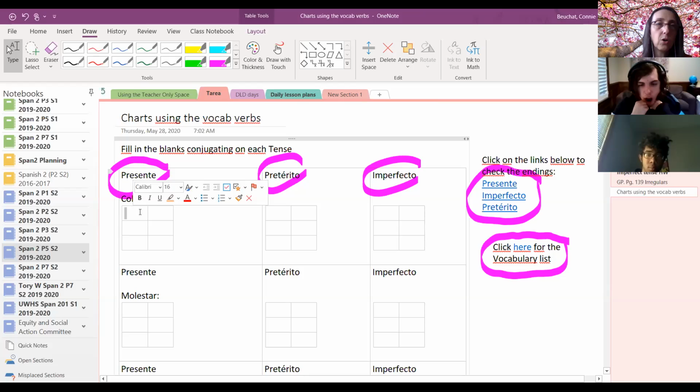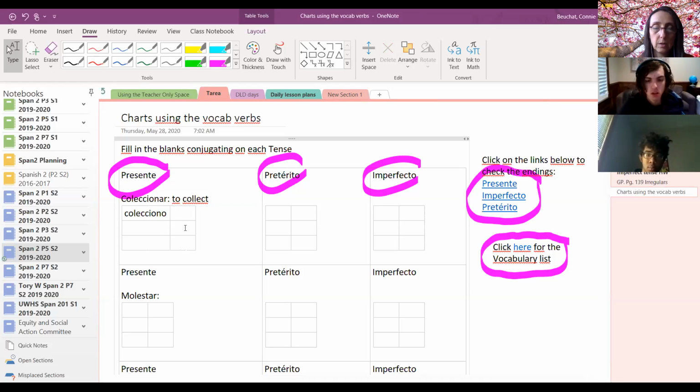Let's do it together. Or why don't I do it for you really quick? Yo colecciono. Tú coleccionas. Él colecciona. Nosotros coleccionamos. Coleccionáis is for your extra credit. Coleccionáis and coleccionan.